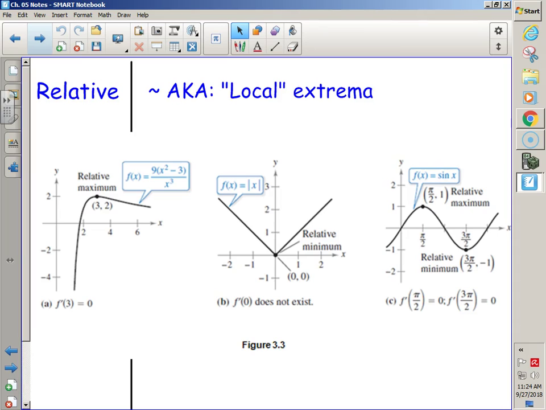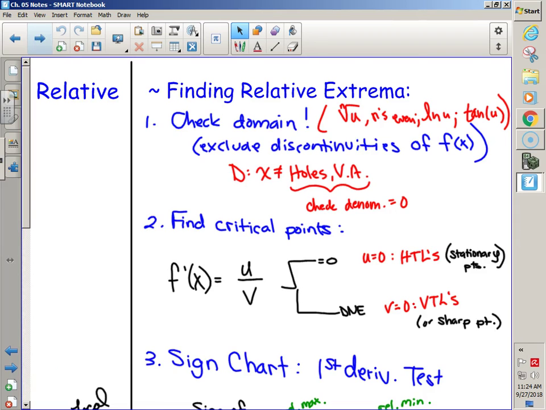I don't think we really need to draw graphs unless you want to. But just a reminder, it could be at either horizontal tangents or sharp points, aka where the derivative is 0 or DNE. So, quick reminder.